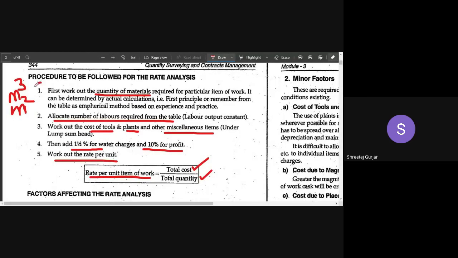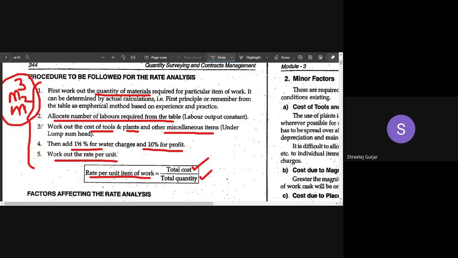So this is just the procedure of how you need to carry out the rate analysis. Remember, first you will calculate the meter cube quantity. You have learned how to calculate this part in your first and second module. We have calculated all the quantities of various materials. So this will be done.